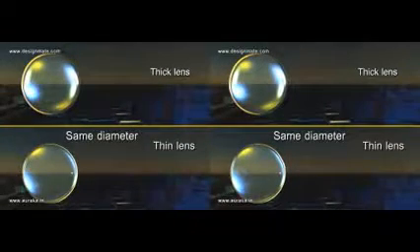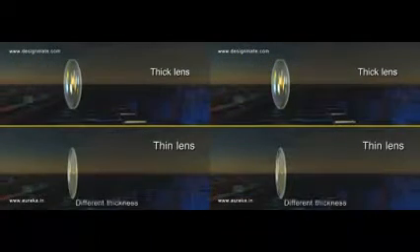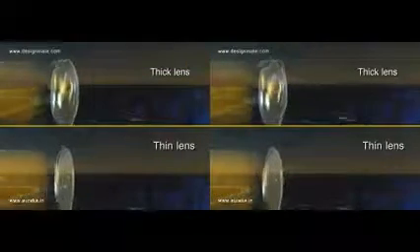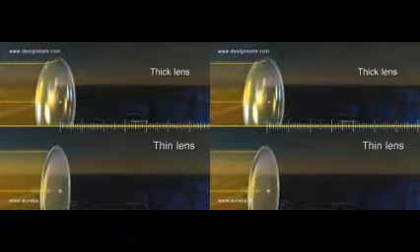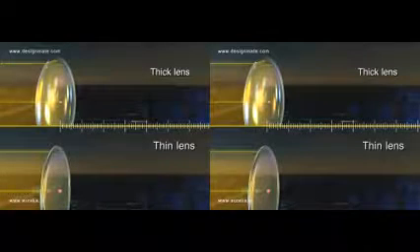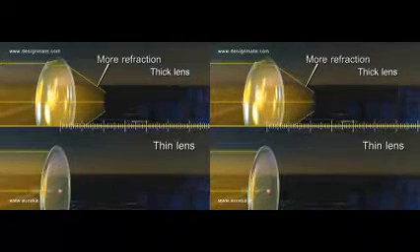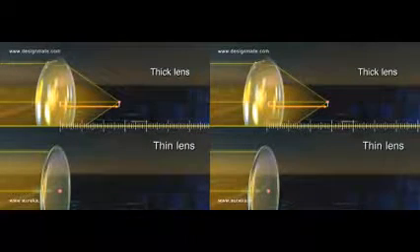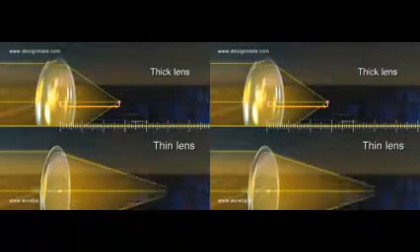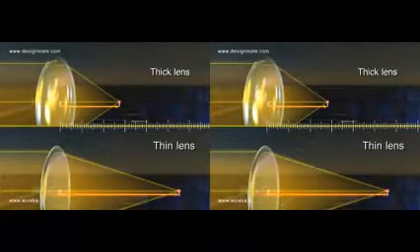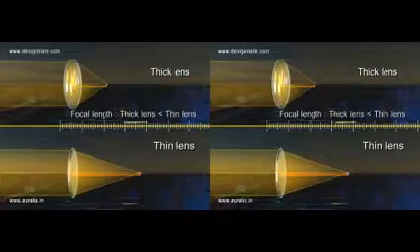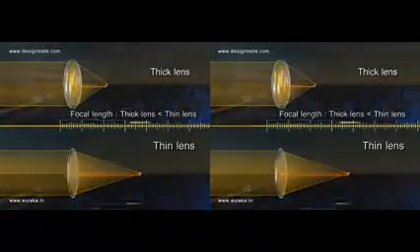Take two lenses of the same diameter, but of different thickness and hence curvature. When parallel light rays are incident on them, you can observe that the light rays passing through the thick lens undergo more refraction and get converged at a shorter distance, as compared to the thin lens, which causes less refraction. So we can observe that the thick lens has a shorter focal length than the thin lens.